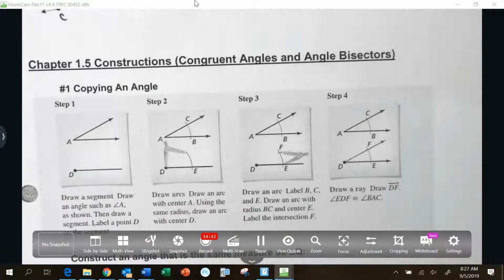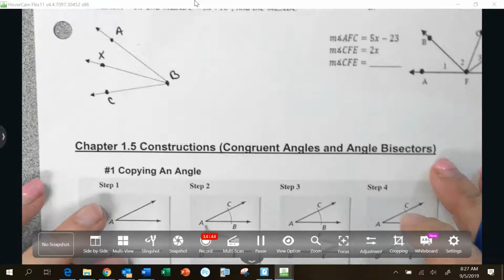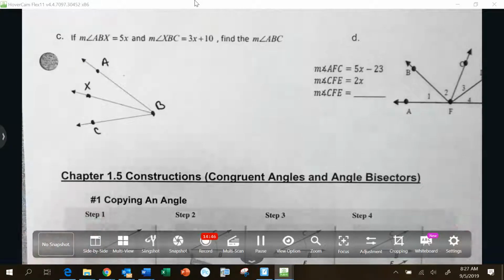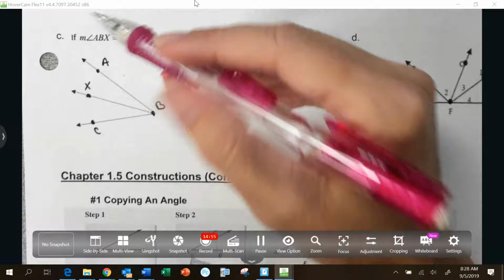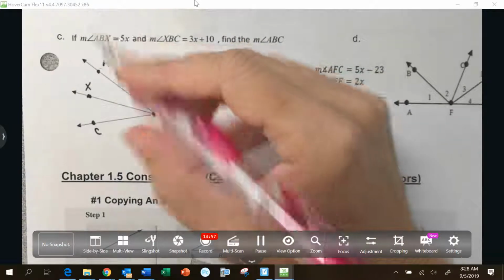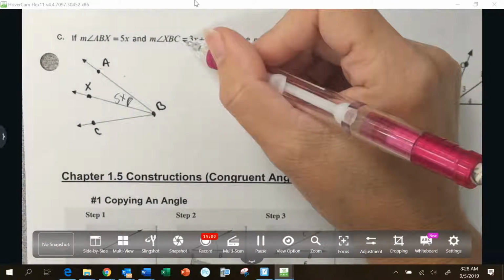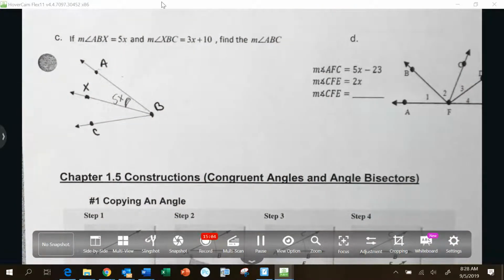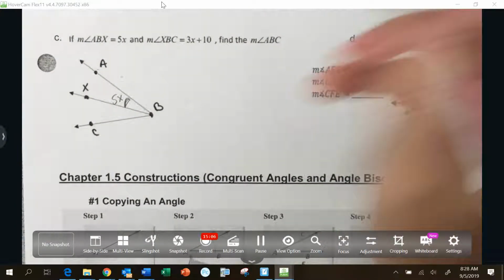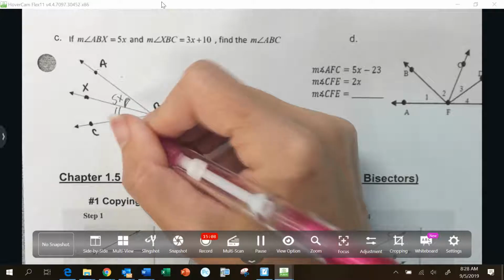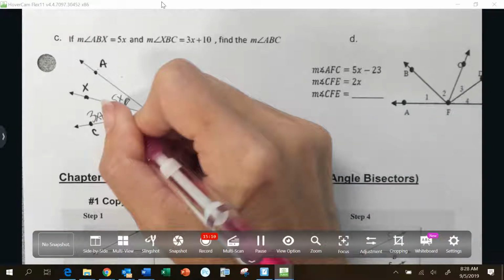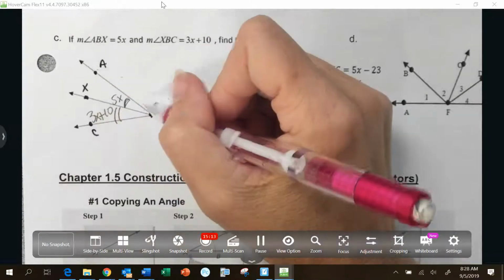All right, last two examples. Promise you'll have lots of time to work on your assignment. If measure of angle ABX is 5x, this one right here is 5x. And measure of angle XBC is 3x plus 10. We have to find the measure of angle ABC.